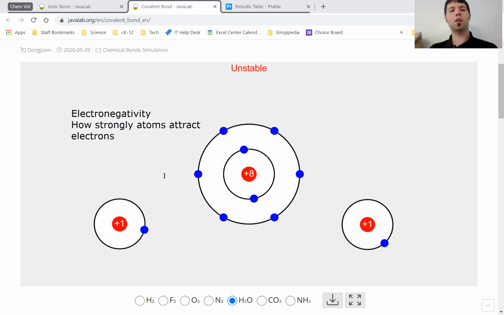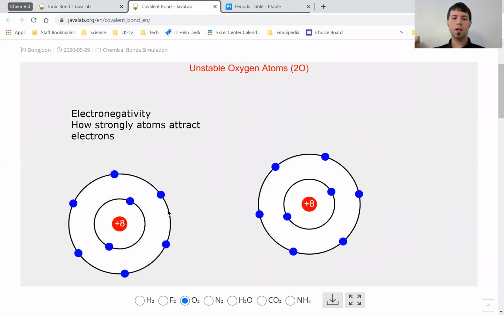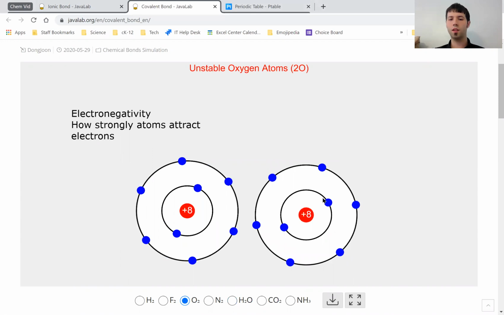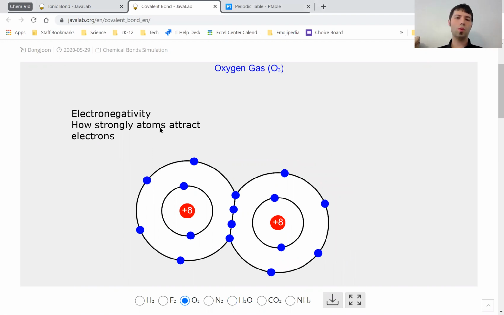Remember, those valence electrons, the outer shell of the atom, are really what's responsible for all of the chemistry and all the bonding that's going to happen. So with this ionic bond, the chlorine atom is very good at attracting electrons, which is why it can take the electron from that sodium atom. But when you look at just two oxygen atoms, they have the same electronegativity. So even though oxygen has a very high electronegativity, it's not going to steal the electrons from another oxygen.